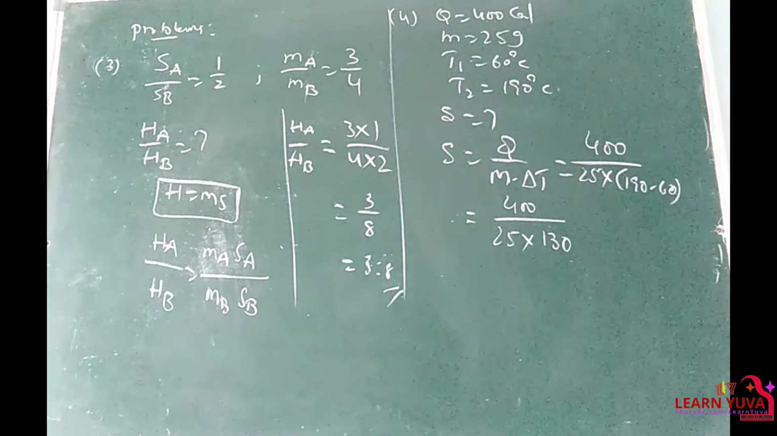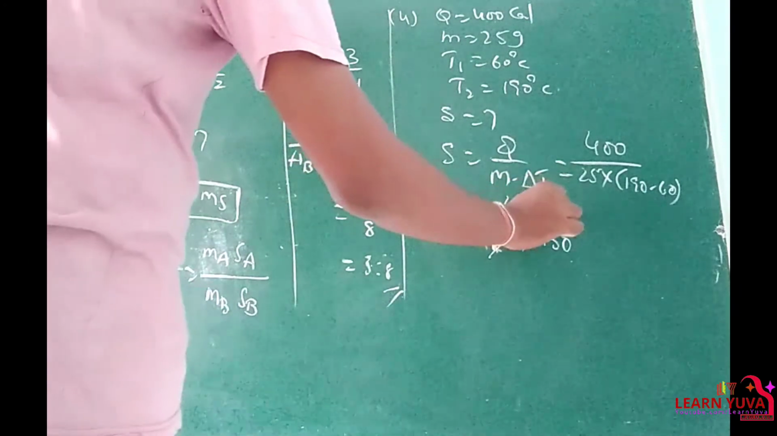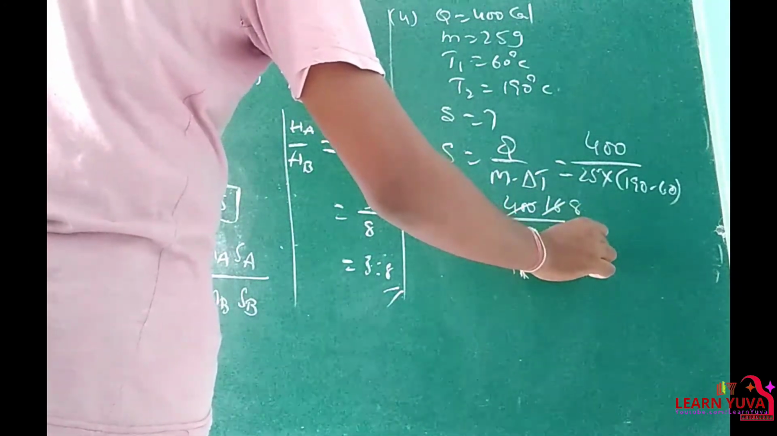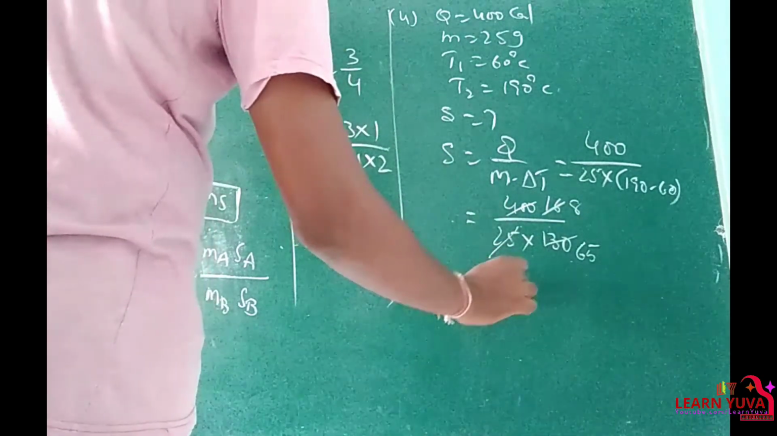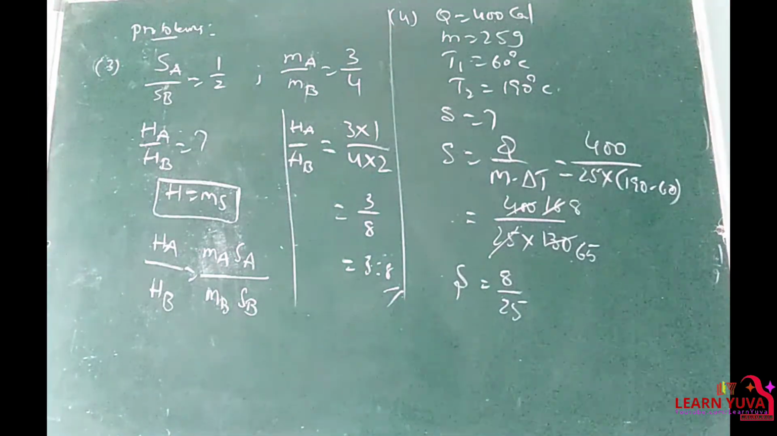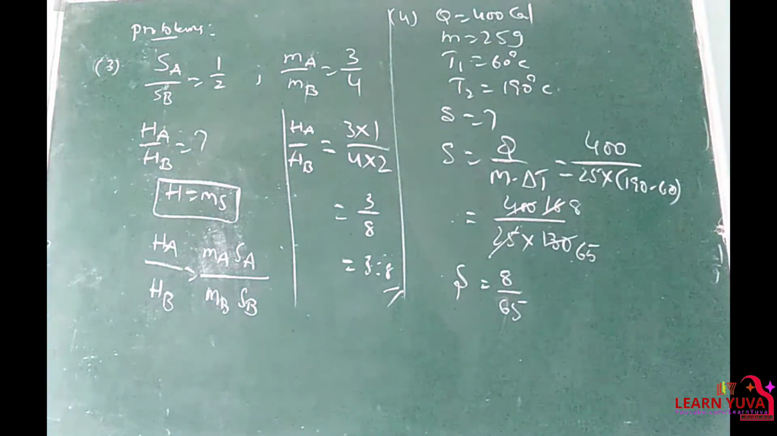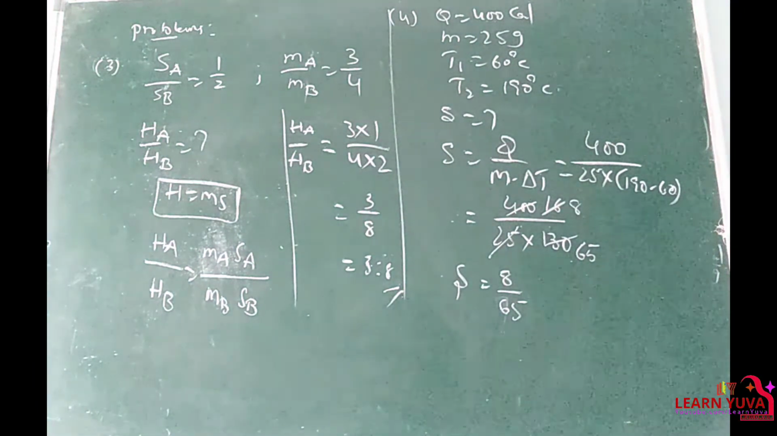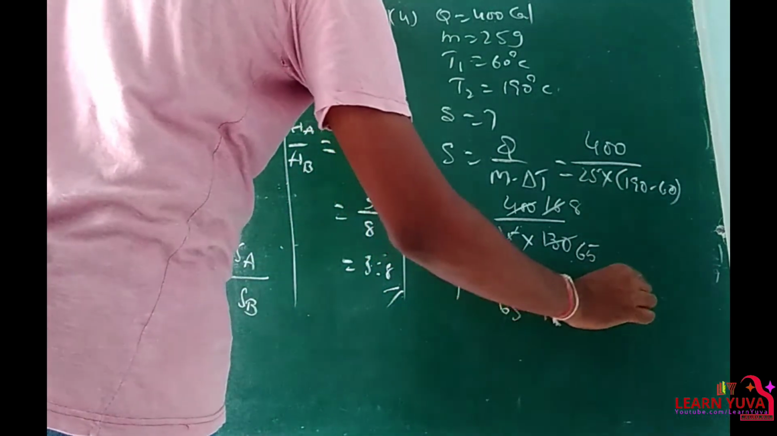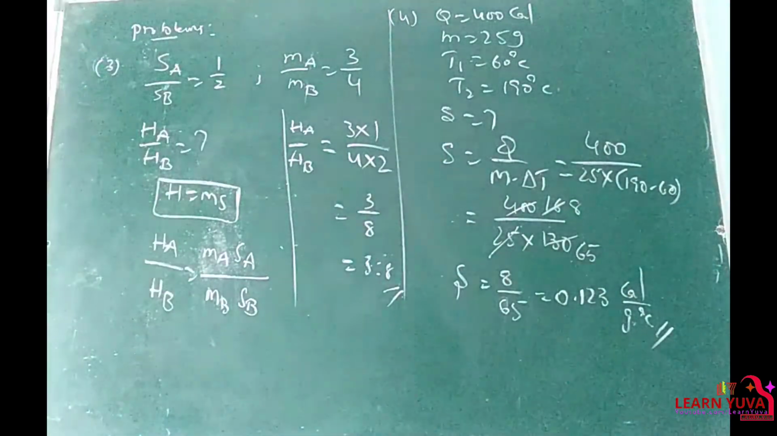Here 25 ones, 4 4s are 16, 2 8, 2 65. So 8 by 65, cancel that. That is the answer, 8 by 65. So if you cancel it, the value is nearly 0.123 calories per gram per degree Celsius. That is the answer.